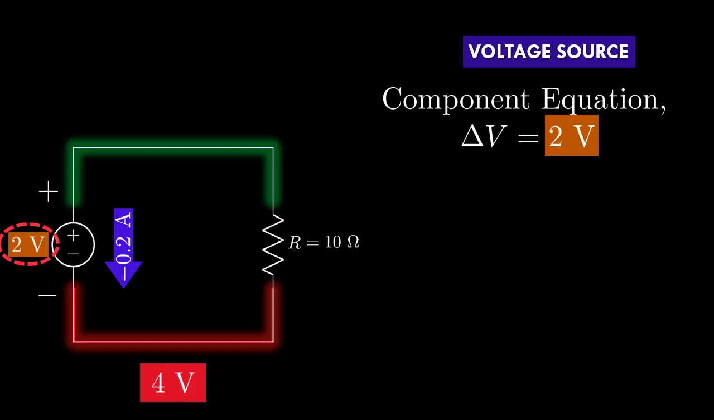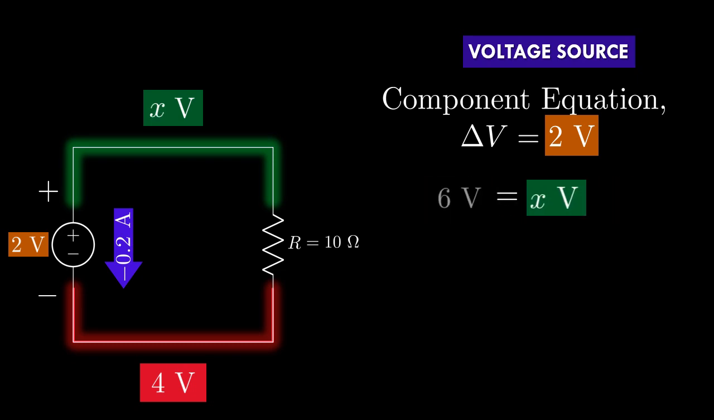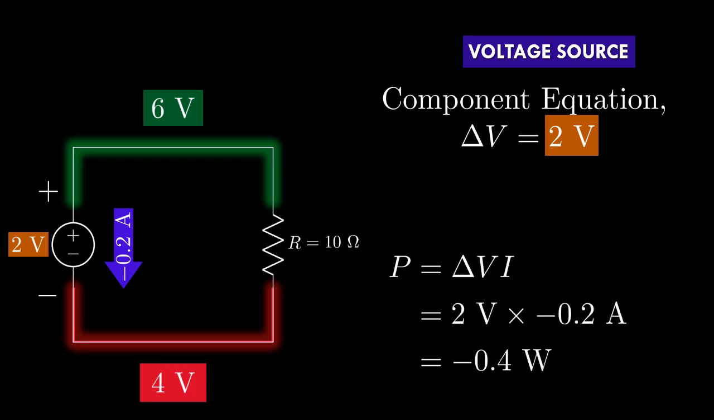Now, how do we figure out the voltage of the top node from this? Well, let's say it is X volts. Now, according to the definition of delta V, we have 2 equals X minus 4. Doing a little manipulation, we have X equals 2 plus 4, 6 volts. So there you go. Now, what about the power? Using the definition, we have P equals 2 times negative 0.2, which is equal to negative 0.4 watts.